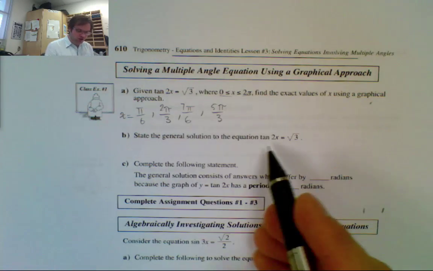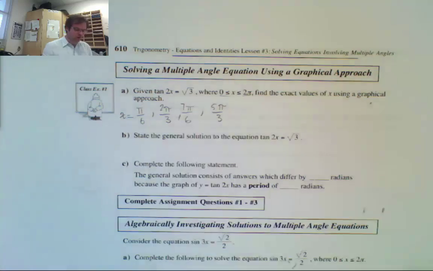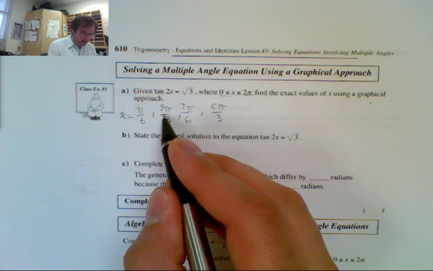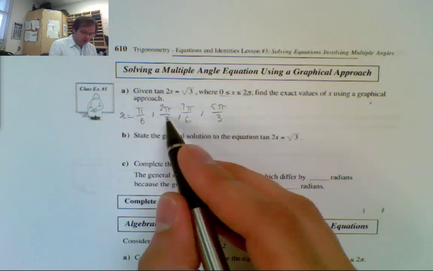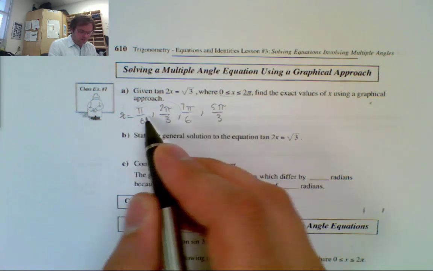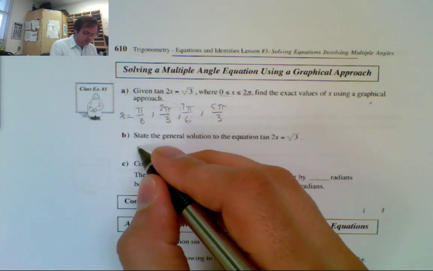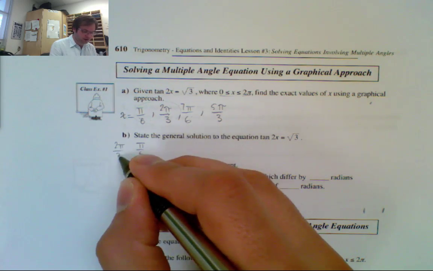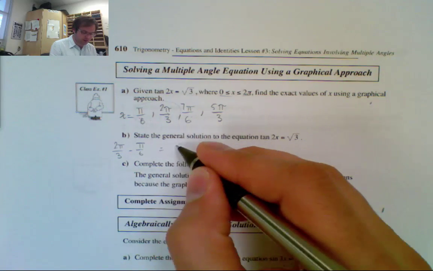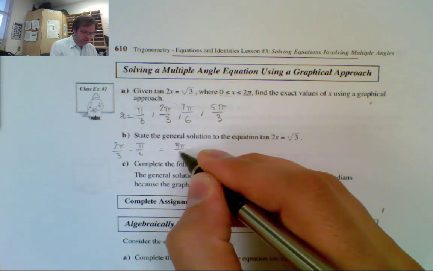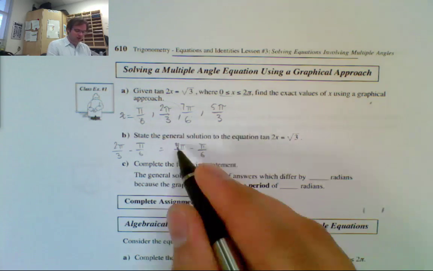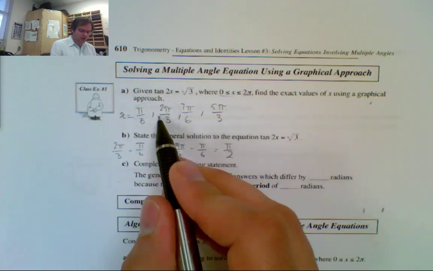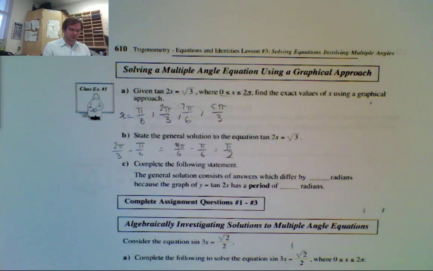Part B says, state the general solution. So I want to know how much these are really going up by. This one goes up by a whole pi. This one right here, what's the difference between this and this? This here is a whole pi as well. But now the difference between these: if I go pi over 6 and 2 pi over 3, subtract pi over 6, that's the same as 4 pi over 6 subtract pi over 6. So generally here, this is the same as pi over 2. Now this to that is also the same thing, pi over 2.